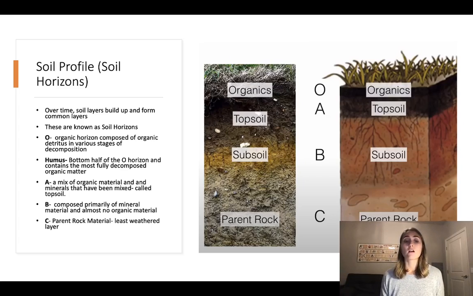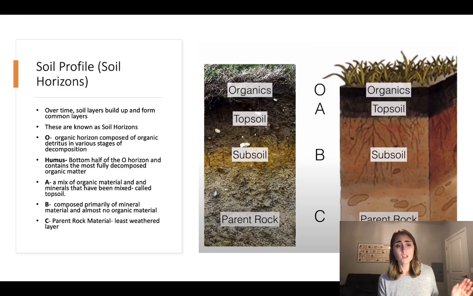But this is where we see the most amount of living things occurring or living. So we've got a lot of plant growth, we have insects, we see various stages of decomposition. Could be early decomposition, could be late decomposition. But that's going to be the top layer of soil that we mostly interact with as humans.